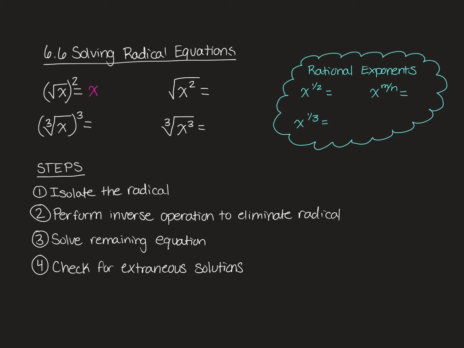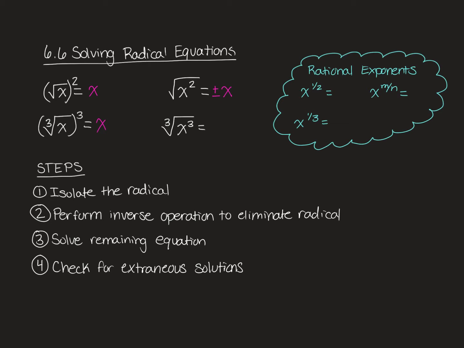Same thing with the cube root. If you have a cube root of x, to get rid of the cube root, you cube it, and that will still give you x. In the opposite direction, if you want to get rid of a square, you take a square root. So the square root of x squared is x, but in this case, since we are taking a square root, we have to put a plus or minus.